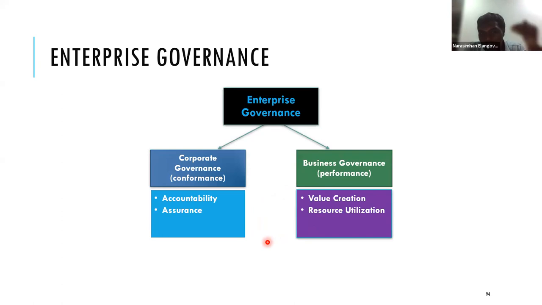Accounting, assurance, corporate governance, business governance, value creation. Simple way: conformance, performance. Business governance is performance, corporate governance is conformance. Corporate governance asks, are you compliant with the law? Business governance asks, what is your profitability, right? So your balance sheet audits, all of those come here. Your secretarial audit, your internal control audit will come under corporate governance, right?